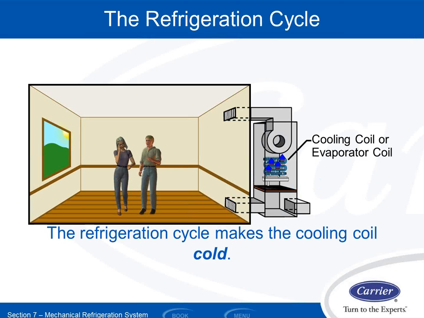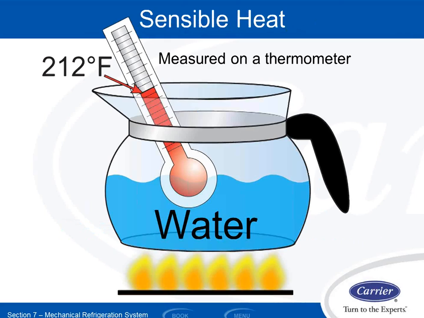All right, let's talk about the actual refrigeration cycle and how it actually makes the air cold, if you will, or removes the heat from it, more properly stated. All right, so let's talk about sensible and latent heat, and we're going to apply this to refrigeration. We'll start out with talking about water, though.